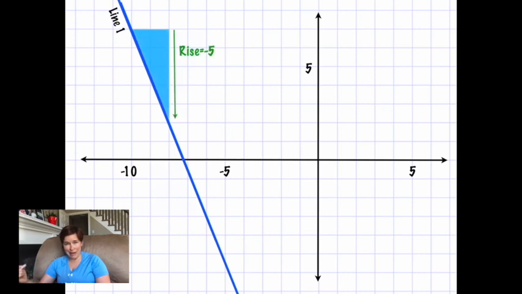Notice my rise is negative, because as I go from left to right, that line is going downward. And my run, we always think about that as being positive because we're always going from left to right. So my rise here is -5, over top of my run of 2, gives me my slope of line 1. Notice how I've put that little subscript 1 there that denotes which line we're talking about.